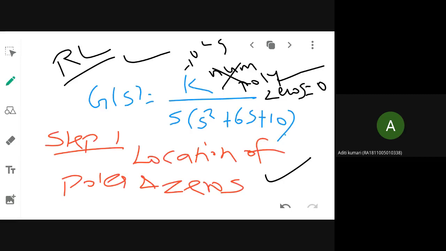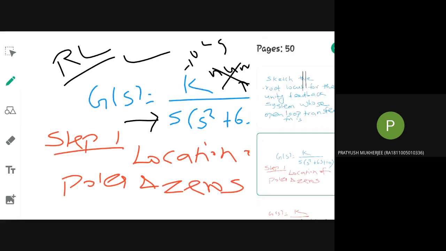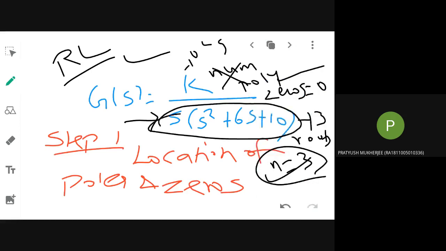If you look at the denominator polynomial, how many roots do you have? Three roots. So n represents your number of poles, and that is equal to 3. The total number of root locus branches will be equal to this number, so you have to draw 3 root locus branches in your graph sheet. So what are the various poles? What are the roots of this denominator polynomial?